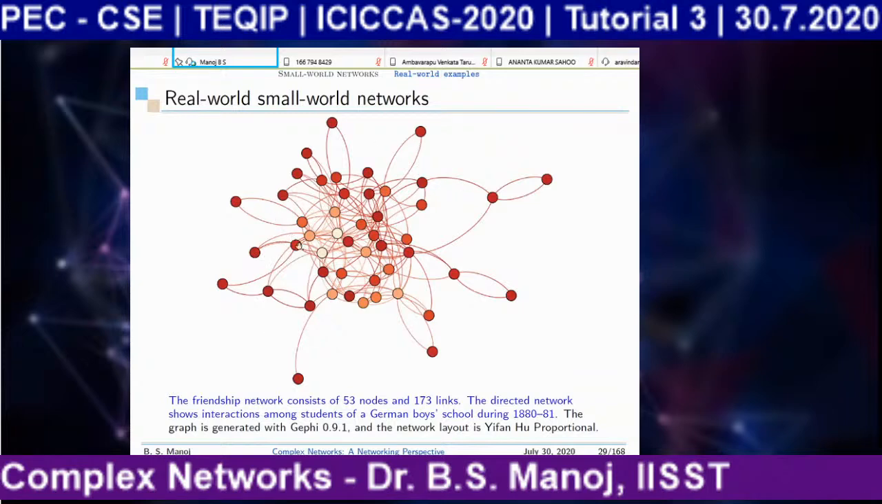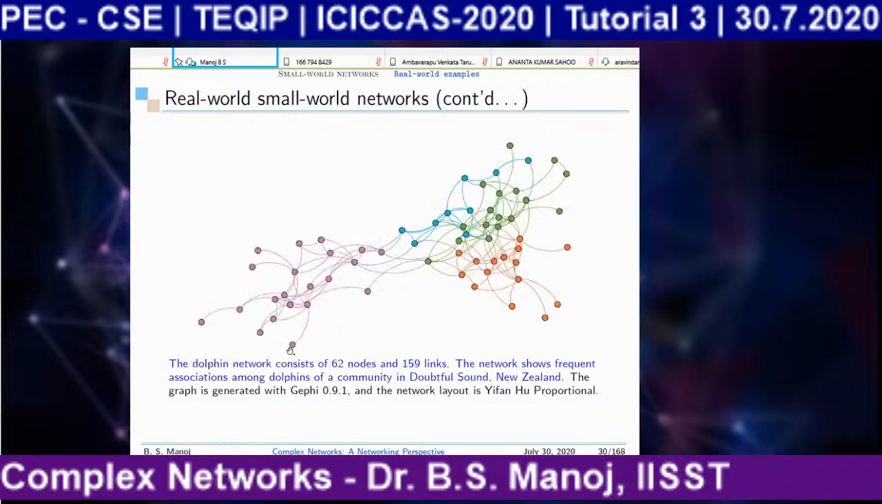So we may not be able to get an idea what kind of network this is. That's why we will look at the path length, the average clustering coefficient, and the degree distribution to characterize what kind of network it is. This actually comes under the category of a small world network.